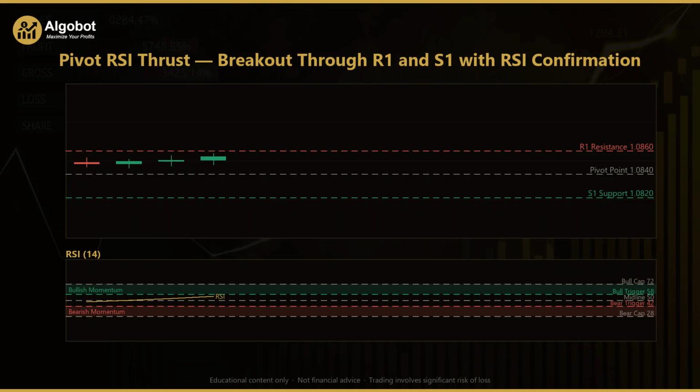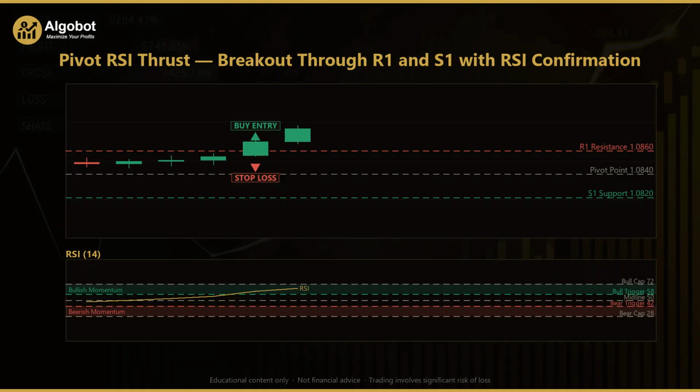Start on the far left. The first few candles drift sideways, coiling just beneath the R1 resistance line. Notice how each close stays under that red level. There's no fresh break yet, so the strategy simply waits. Down in the RSI panel, the line is loitering around 50, neither bullish nor bearish. No signal.